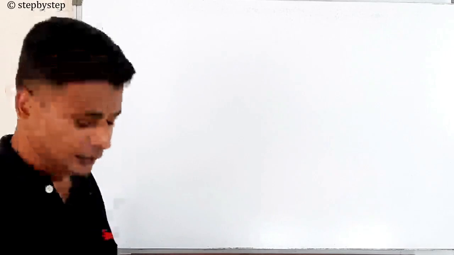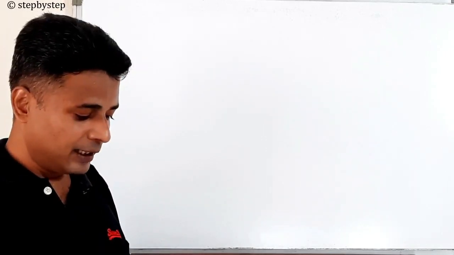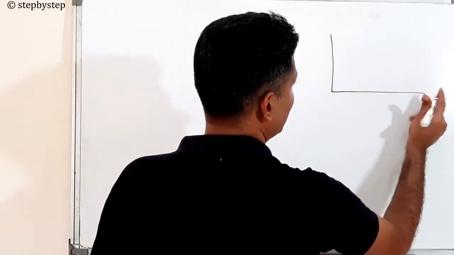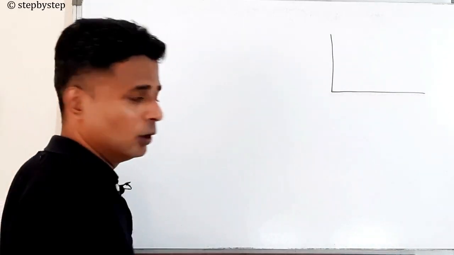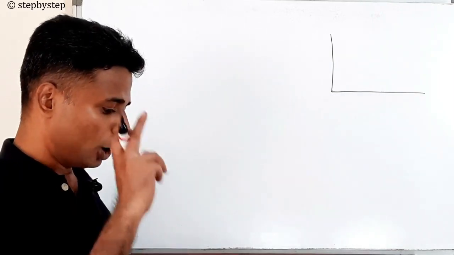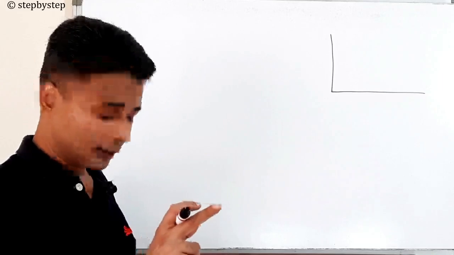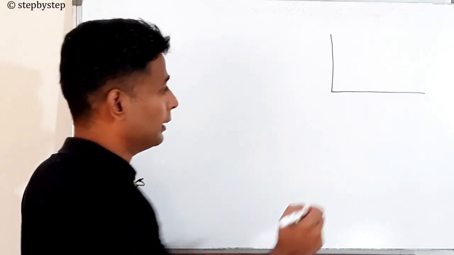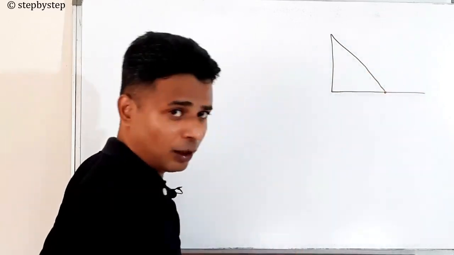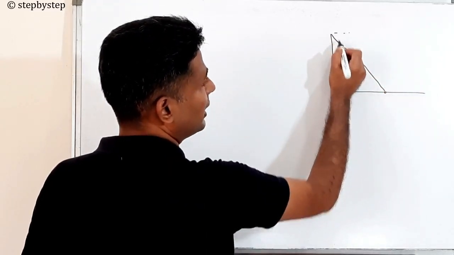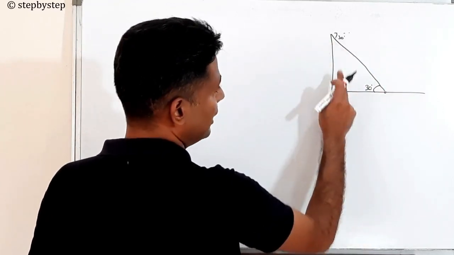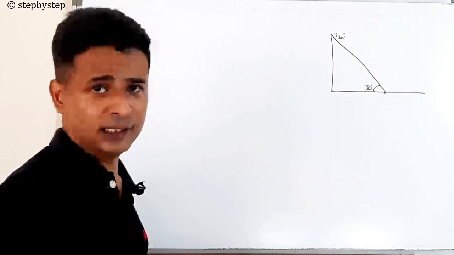Alright guys, now the 15th question. A straight highway leads to the foot of a tower. Okay, let this be the tower and let this be the highway. A man standing at the top of the tower observes a car at an angle of depression of 30 degrees. So let the car be here. Here it will be 30 degrees, which means this also will be 30 degrees.